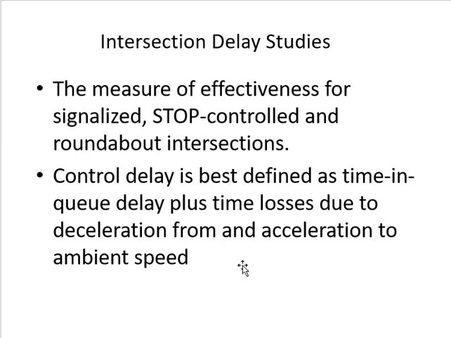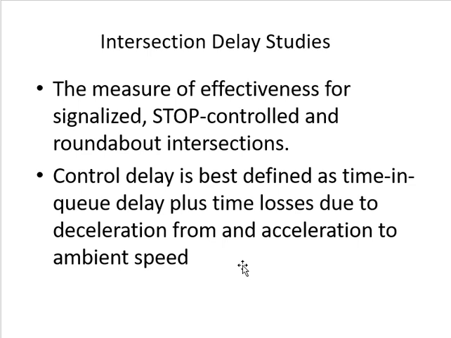Ambient means normal, the average speed of the road. Say you are coming towards an intersection and you see the signal is red. There are three or four cars already standing there. Before you reach these cars, you start to decelerate, and this deceleration is part of control delay. Then you join the queue. The cars are stopped and you are stopped behind them. Then they start to move, but you are still in the queue, and this time in queue is also part of control delay.